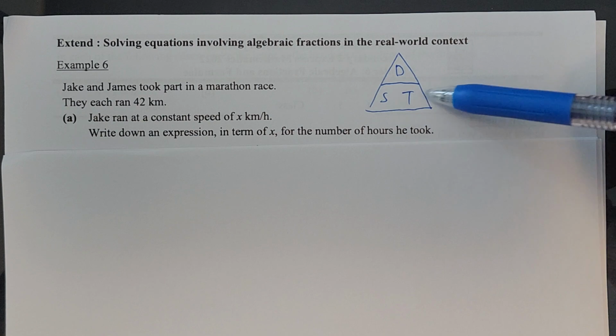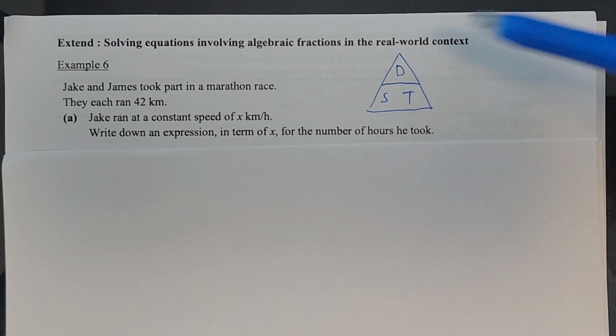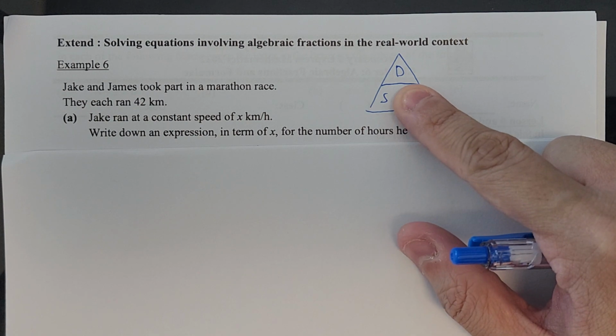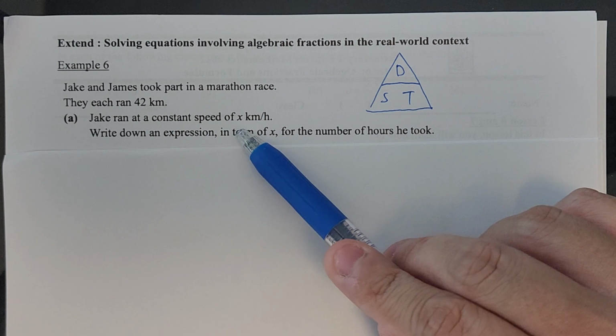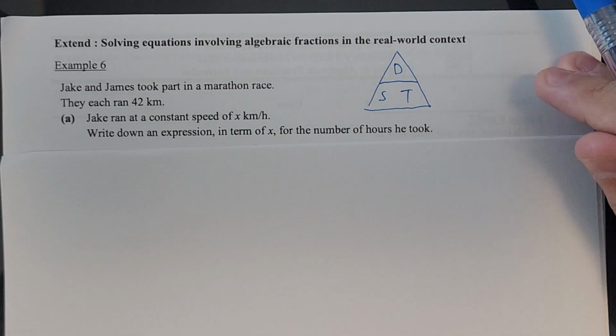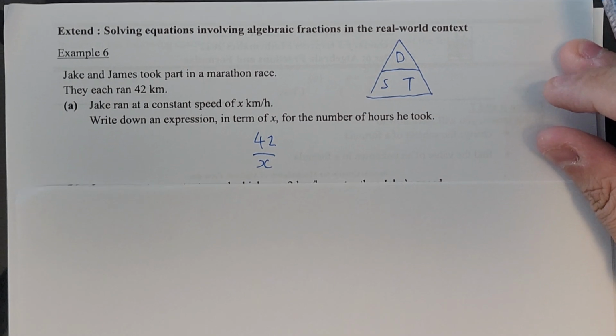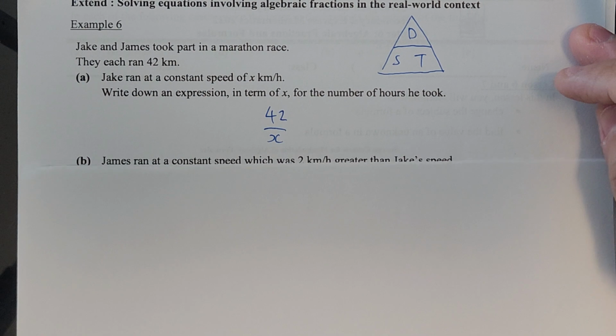Based on speed, what we learned in primary school, the DST triangle. If I want to know the time, cover it, the rate is d over s, distance over speed. Distance is 42, the speed is x km per hour. So basically it's 42 over x, and that's the answer. Pretty easy, right?